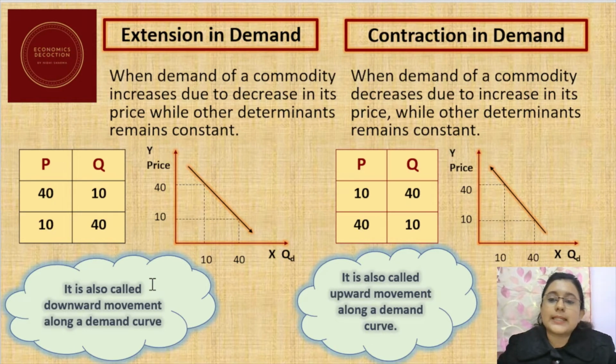Similarly, we can understand what is contraction in demand. When demand of a commodity decreases due to increase in its price, while all other factors or all other demand determinants remain constant, then it is known as contraction in demand. As we can see, when the price increases from 10 to 40, the quantity demanded decreases from 40 to 10. So this shows us a contraction in demand or an upward movement along the demand curve.